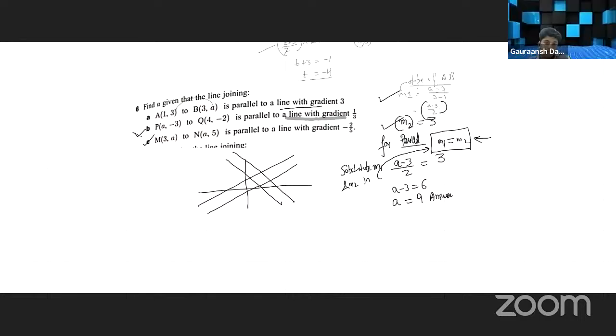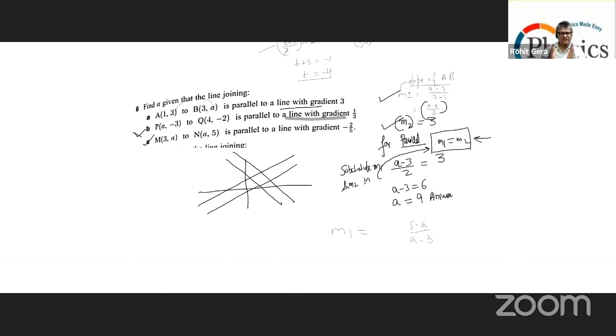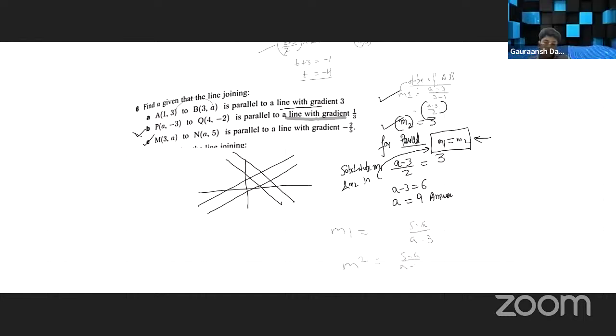Okay. So M1 equals 5 minus A by A minus 3. This is the gradient M1 of the first line segment. Then the second gradient is given. See the condition, is it parallel or perpendicular? M2 equals 1 by 3. Right.